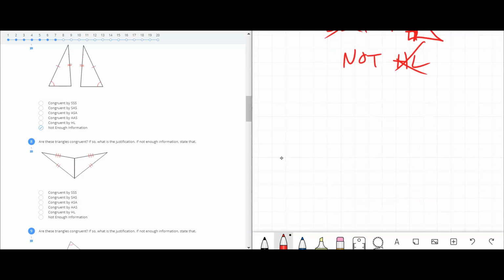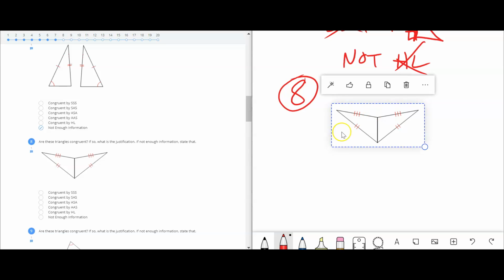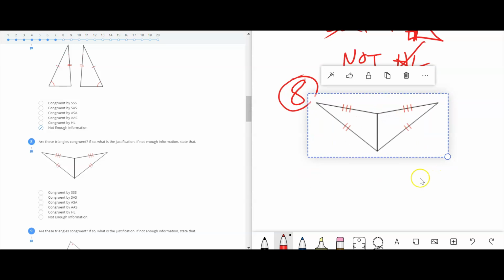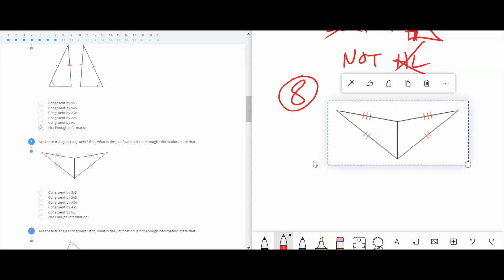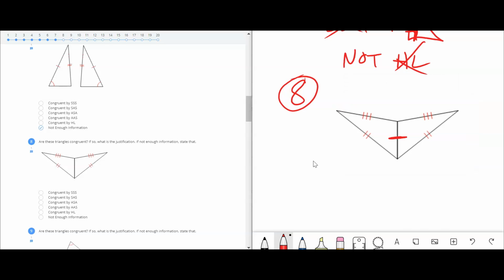All right, number 8. Are these triangles congruent? If so, what is the justification? If not enough information, state that. Okay, so once again, these are touching right here. If they're touching, you want to label that with a tick mark. So when they touch, I'm going to put that tick right here.